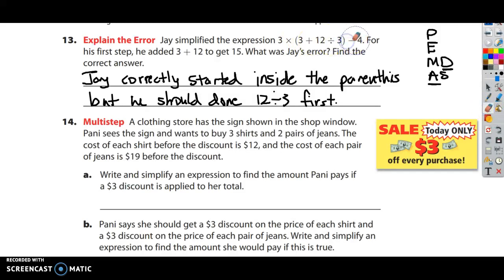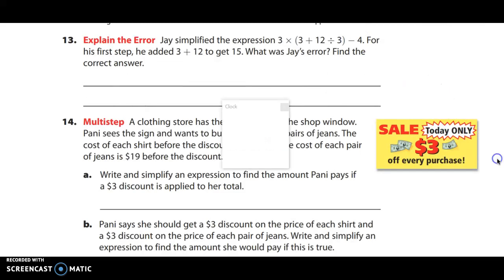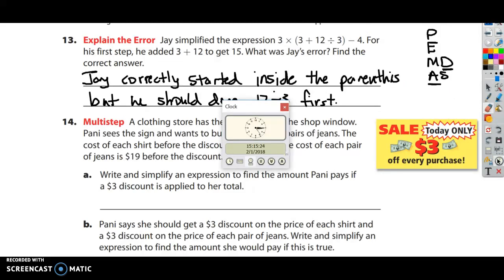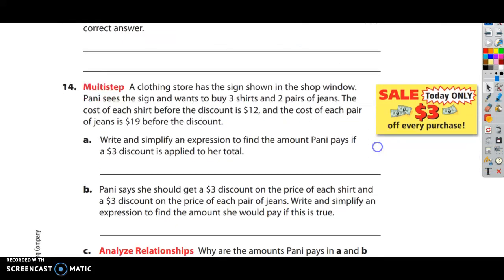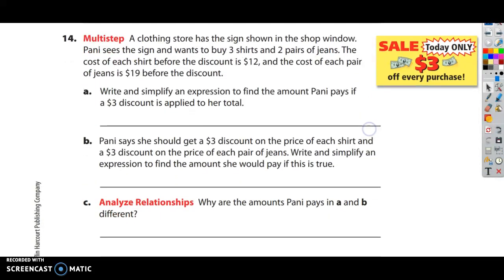All right, moving on. Number 14. Number 14 reads, multi-step. A clothing store has the sign shown in the shop window. We should look at that sign real quick. It's right here. It says, sale today, only $3 off every purchase. Penny sees the sign and wants to buy 3 shirts and 2 pairs of jeans. The cost of each shirt before the discount is $12.